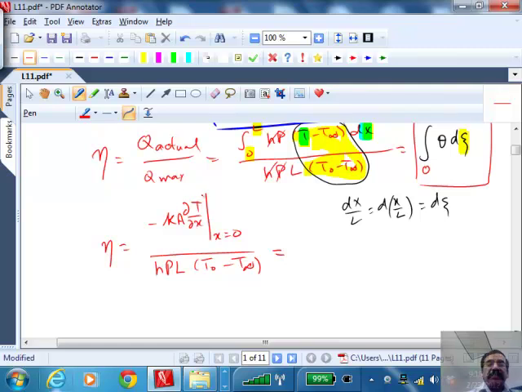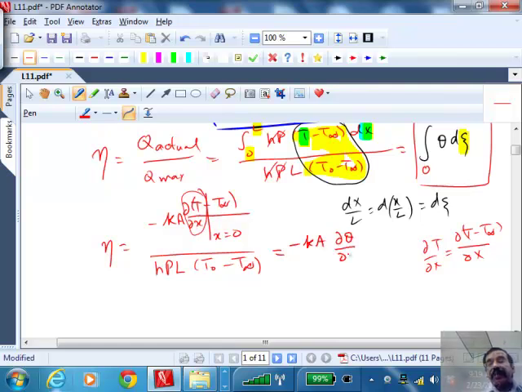Once again, I can write this dT/dx as d(T minus T infinity)/dx. We had some discussion last time on this one. Because T infinity is a constant, when you take d/dx of T, the first term, dT infinity/dx, will be 0. So I can easily put a T infinity into that term, minus T infinity, without changing the meaning of that equation. Then combine that with the denominator, T0 minus T infinity. So that can be written as minus kA d theta/dx divided by hPL. Do you agree with that?